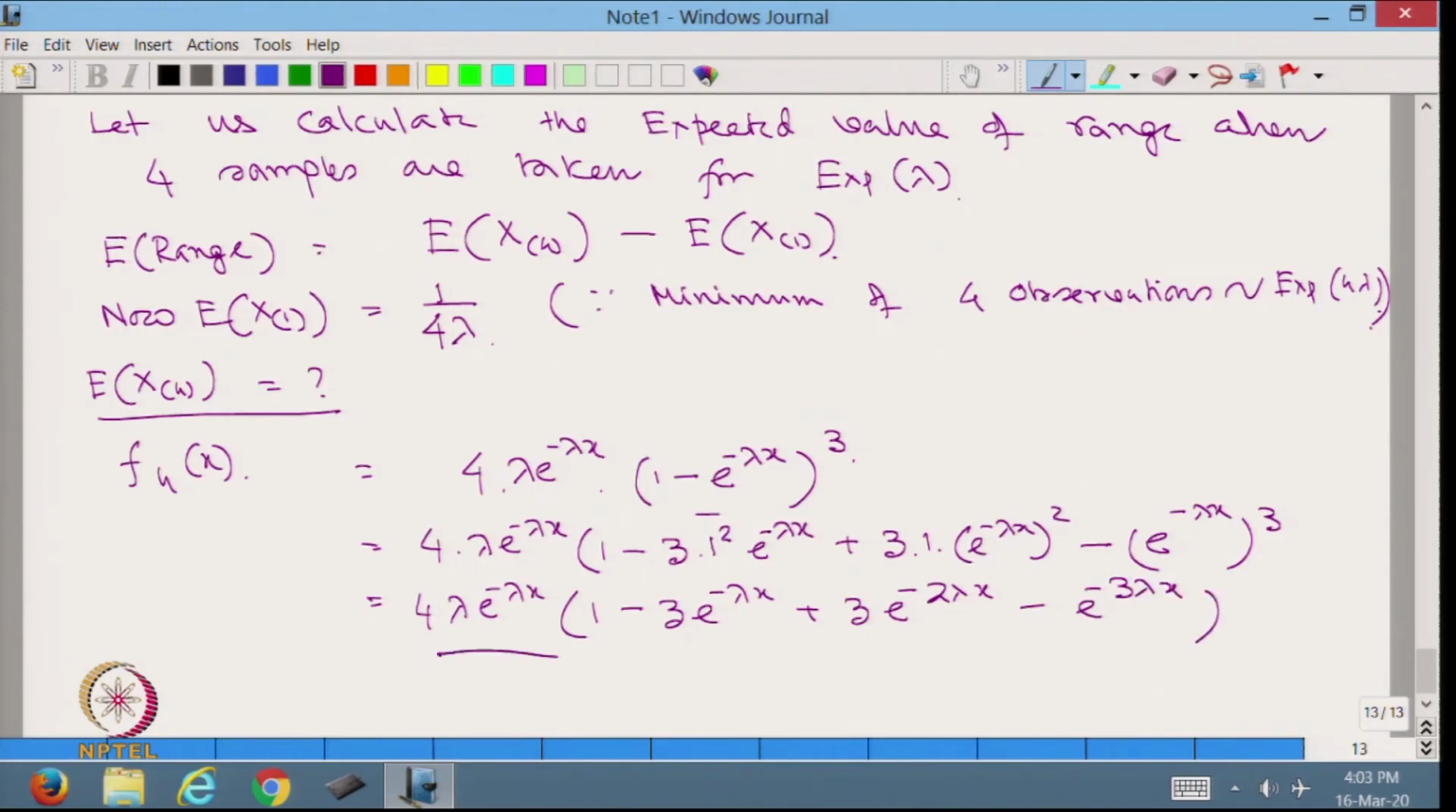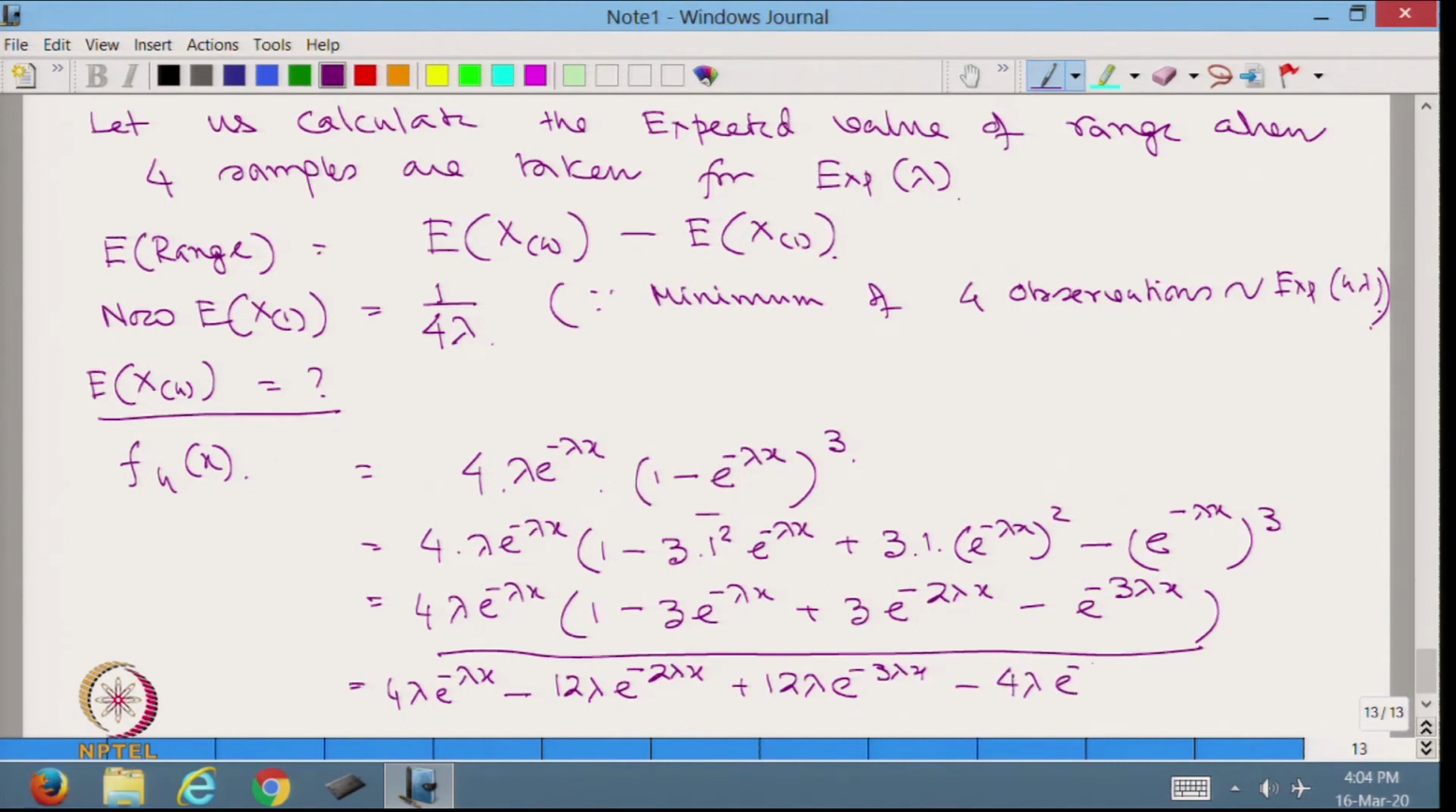So, that is the PDF for the 4th order statistic. We can write it as 4 lambda e to the power minus lambda x minus 12 lambda e to the power minus 2 lambda x plus 12 lambda e to the power minus 3 lambda x minus 4 lambda e to the power minus 4 lambda x.